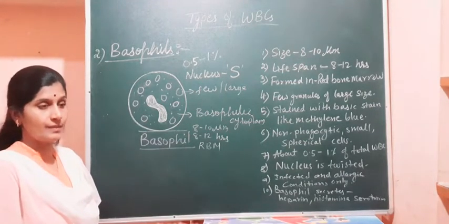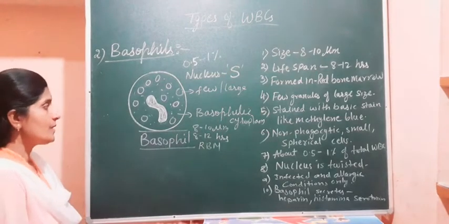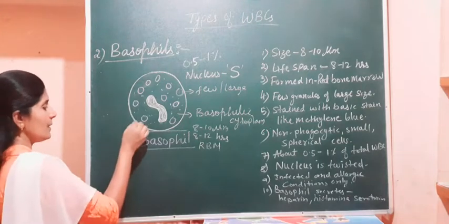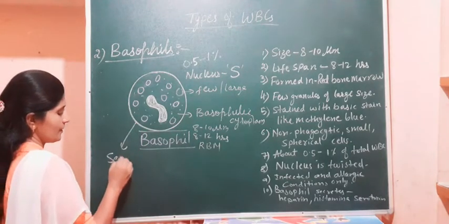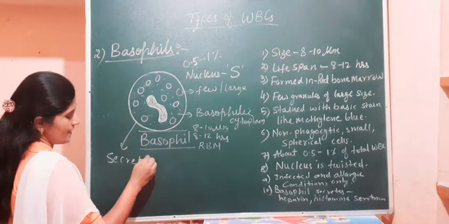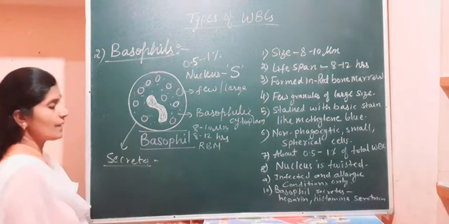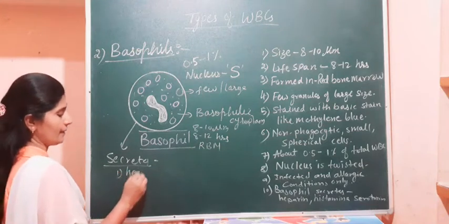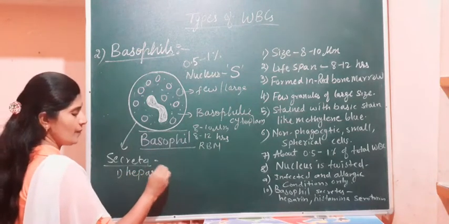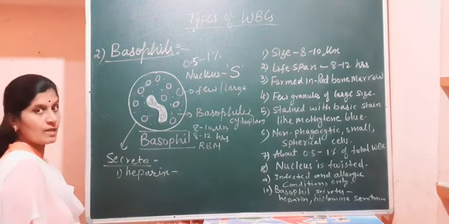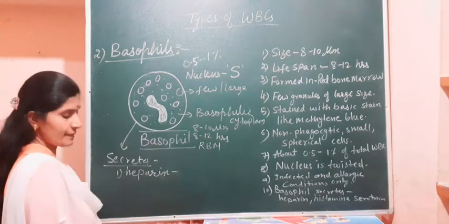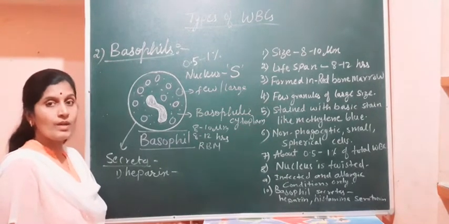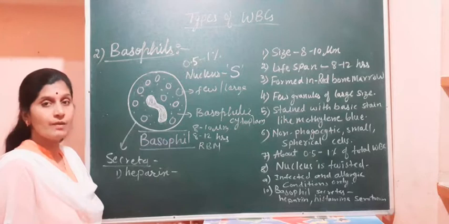And the basophils secrete some chemicals. The first one is heparin. Heparin is a protein secreted by these basophils. What does it do? Heparin is an anticoagulant. It doesn't allow the blood to clot inside our body.